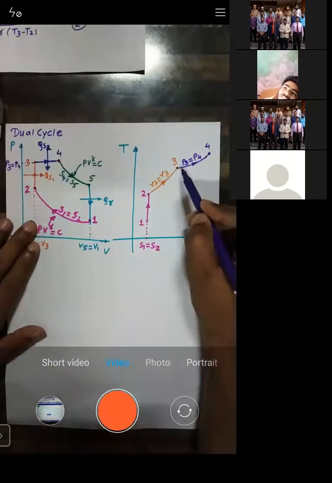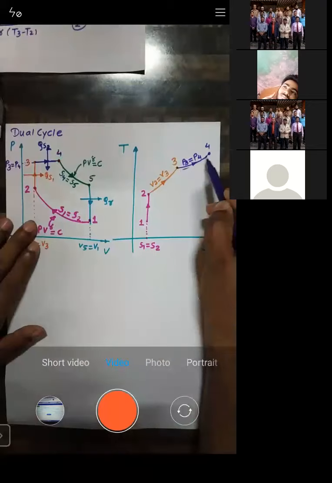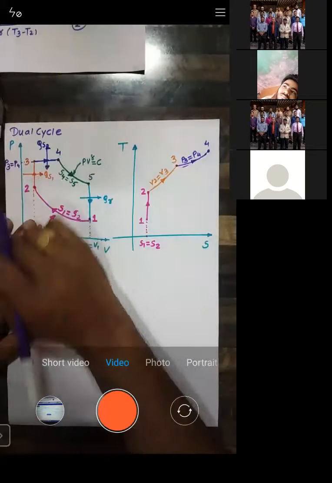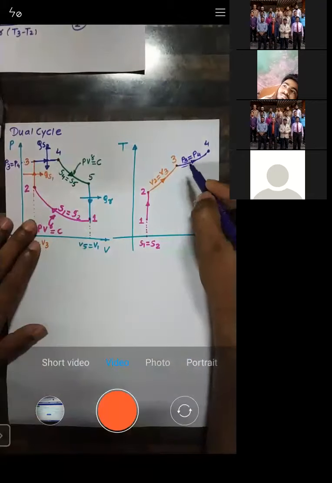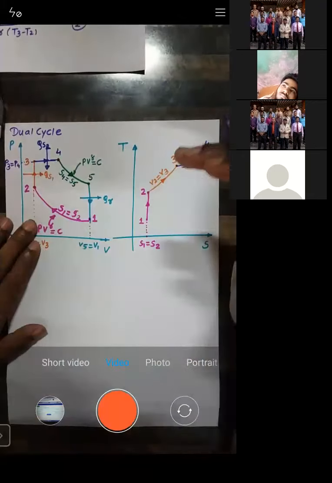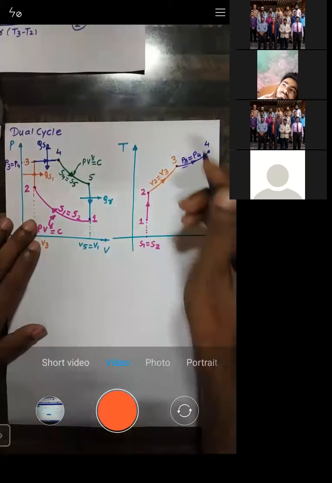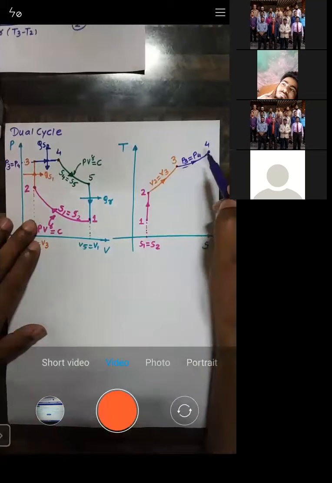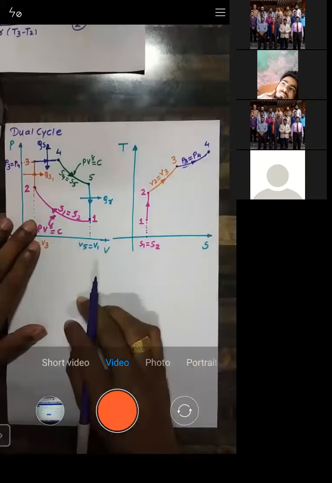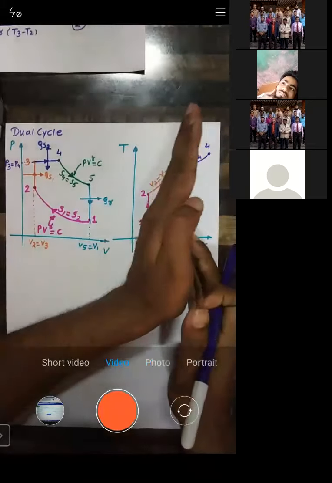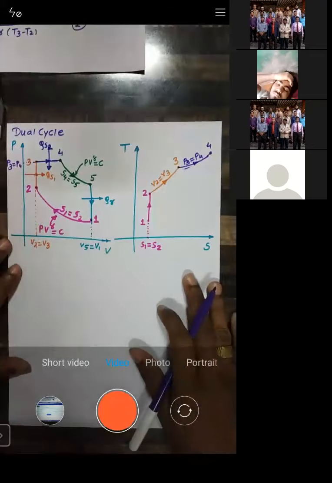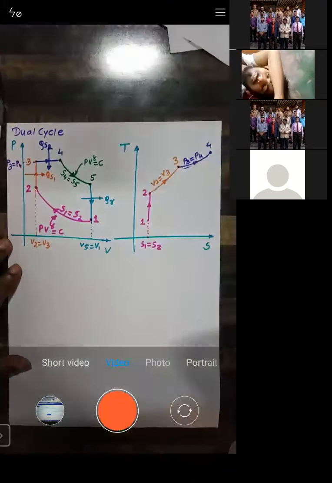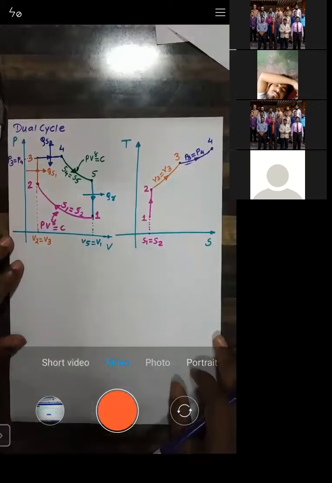From point number 3, when we move to point number 4, the pressure is held constant along this line, but as we are adding the heat, temperature increases as well as entropy increases. You can see from point number 3 to 4, temperature has increased from T3 to T4, and at the same time entropy also increased from S3 to S4. This is process 3 to 4 which we have plotted on a TS diagram.